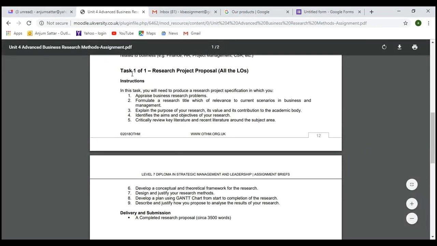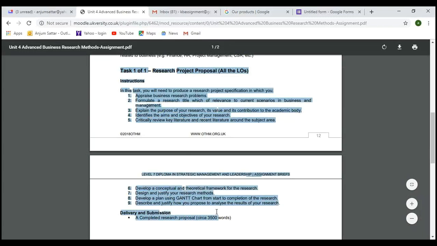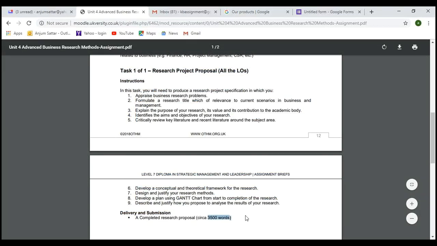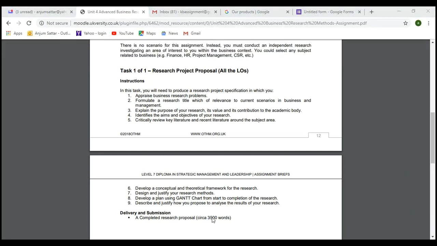This is all about task one. That's your assignment. It means you're making a proposal. The proposal can be 3500 words, which will address all the learning outcomes. I'm giving you a few proposals. You can change them as you want, because it depends which area and what sort of topic you want, but they give you a basic understanding of the structure.